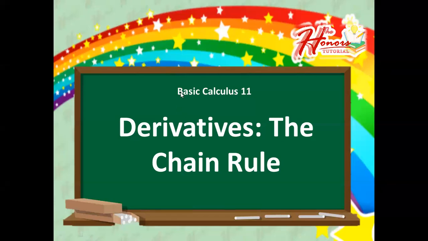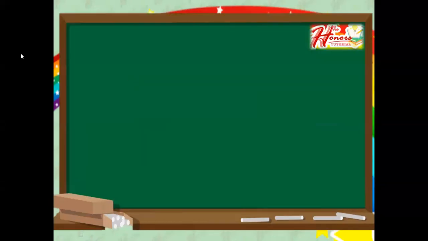Topic for today is about derivatives, the chain rule. This is for Basic Calculus 11. Now let's have our discussion. So as you know, the pattern for chain rule itself is confusing. So therefore, I come up with this shortcut method.